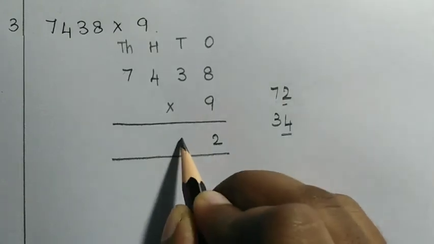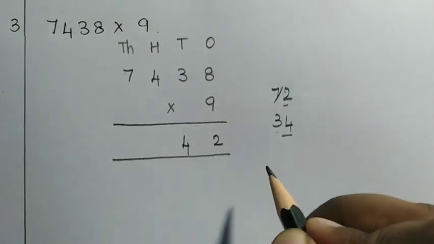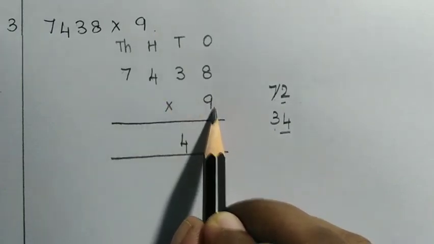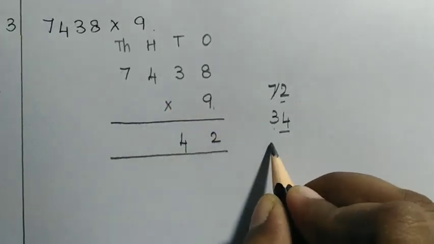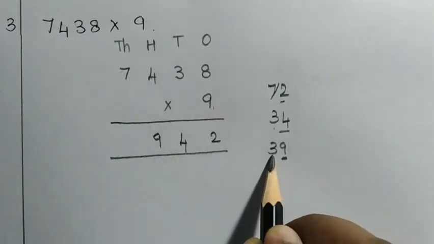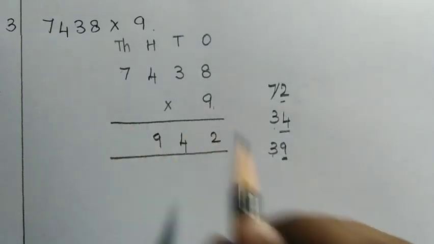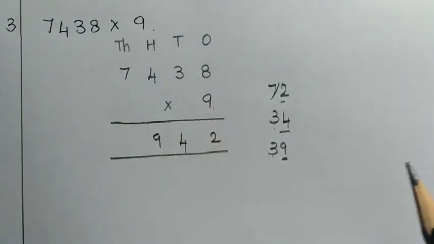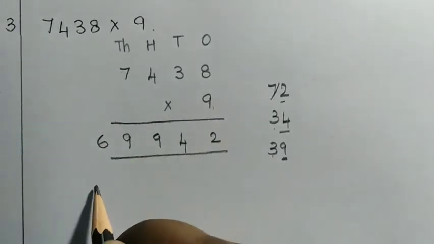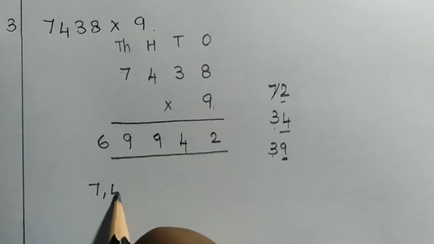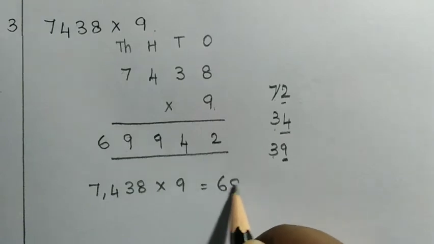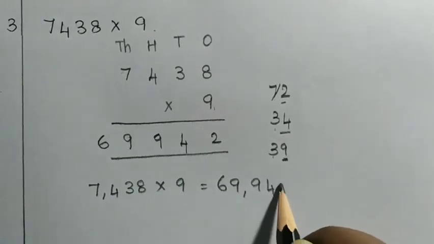4 will be written over here and 3 is the carryover. 4 9s are 36. 36 plus 3, 39. 9 will be written over here and 3 is the carryover. 7 9s are 63 plus 3, 69. So the product of 7438 and 9 is 69,942.